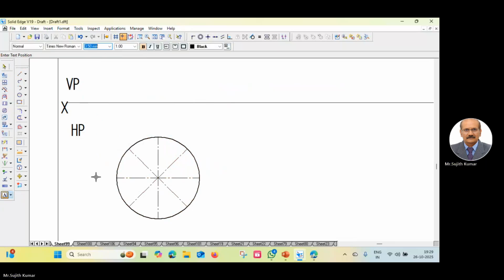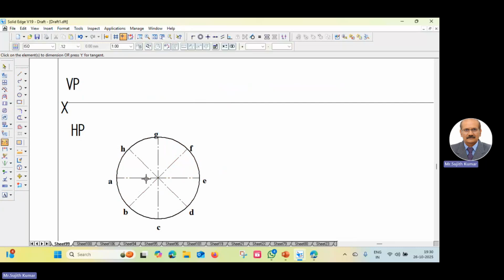Then name it. We divide the circle into 8 equal parts. Naming is very important. Don't skip it. Then do the dimensioning. Whatever dimension is given in the data, that must be shown. 50 is the circle of 50 mm diameter, so I have to show it. Now this is the top view of the circle in true position, true shape. When the surface is kept parallel to HP, we get the true shape in the top view.